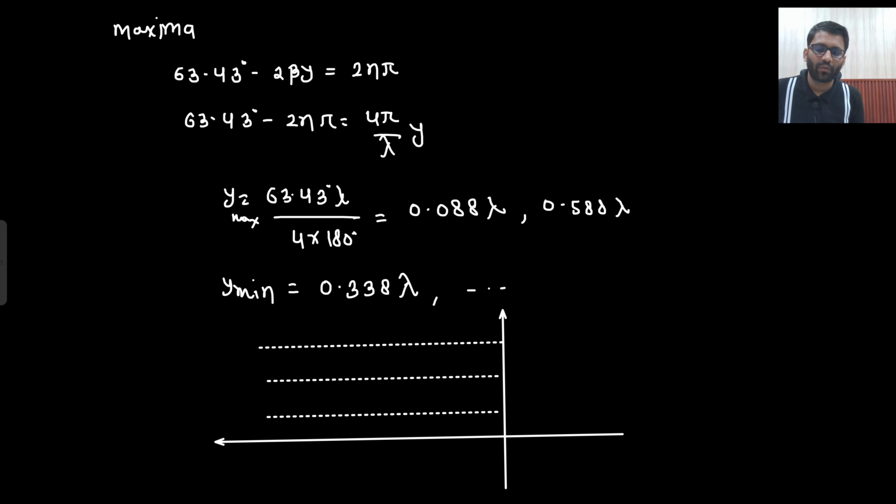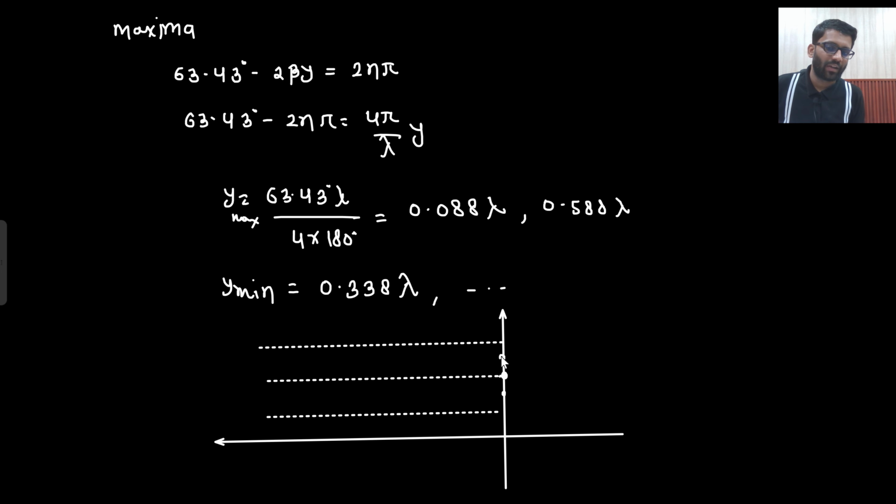Now you just let me know from where it will start: from the upper side, from downward, or from the middle. If it was from the middle, that means lambda by 8 distance would be there. If it is starting from upward, that means you need more than lambda by 8 distance. And if it is starting from here, that means you need less than lambda by 8 distance. So how much distance do you need? Sorry, the first maxima is occurring, okay. So if it is starting from here, that means you need lambda by 8 distance to go to the maxima. If it is starting from here, that means you need more than lambda by 8 distance to go to the maxima.